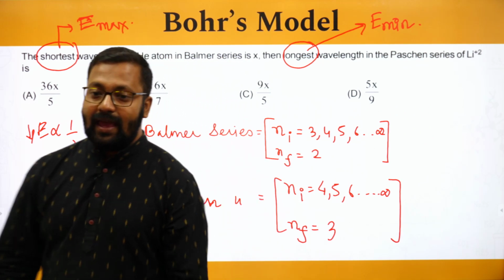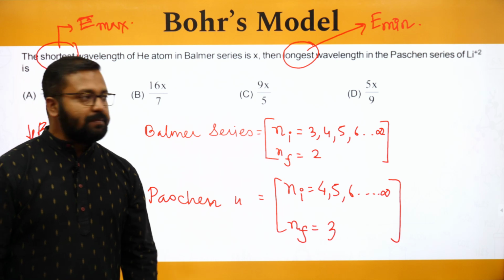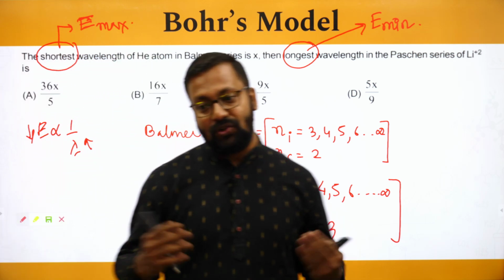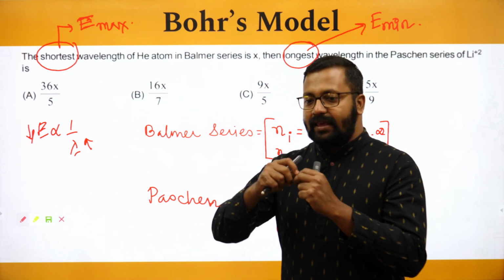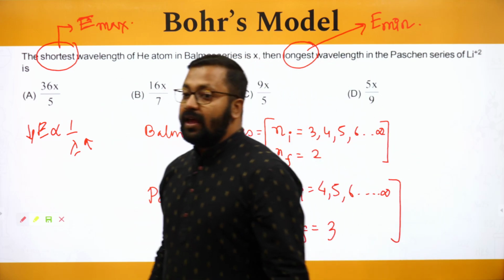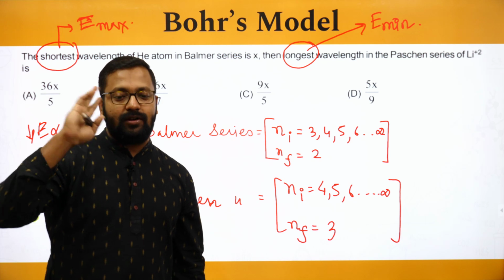Shortest wavelength, energy is maximum; longest wavelength, energy is minimum. Let's look at how we identify what is shortest and what is longest. The highest energy will be given out when the transition takes place from infinity to the given energy level.